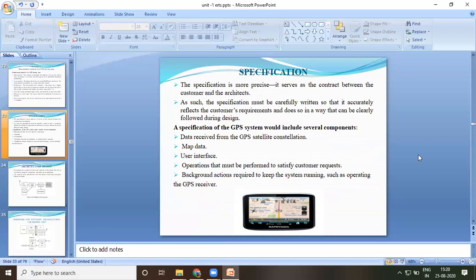So what are the specifications we need for the GPS system design? Data received from the GPS satellite constellation, map data, user interface, operations that must be performed to satisfy the customer request, and background actions required to keep the system running, such as the operating system. So these are all the specifications for a GPS system.